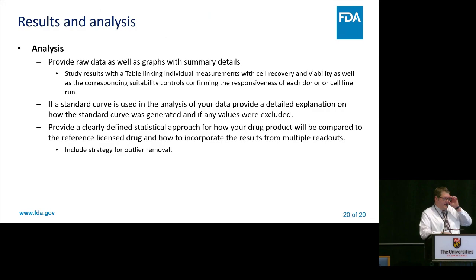So for the analysis, we ask you to provide the raw data as well as graphs with summary details. In that raw data, it's most helpful to provide a table that shows the linked individual measurements with cell recovery and viability, as well as the corresponding suitability controls for each donor or cell line run.